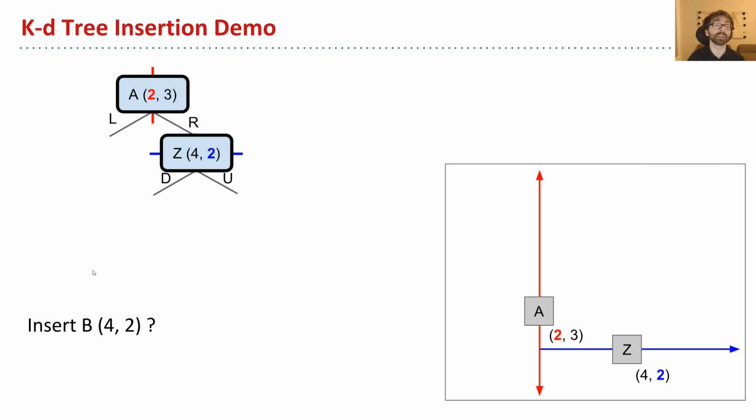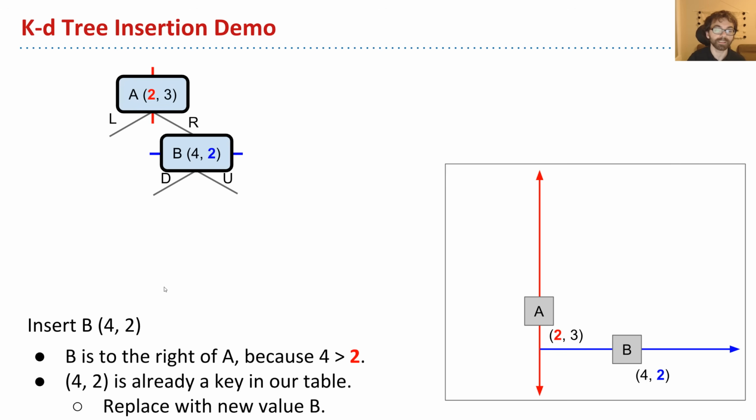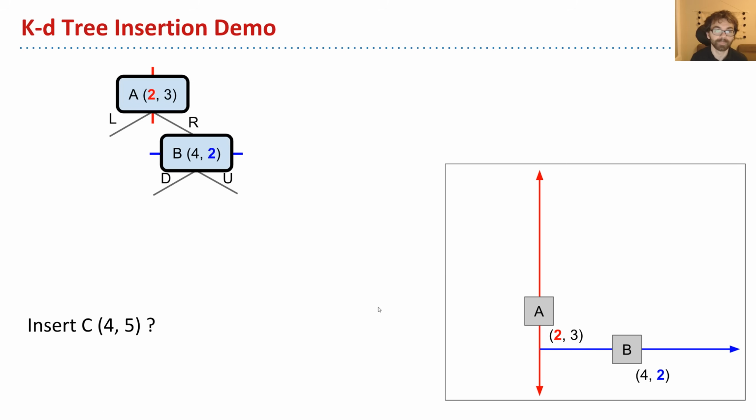All right, now comes along insert 4, 2. So now I'm trying to associate the key 4, 2 with b. And here I'm assuming this is a map. So all that's going to happen is that since 4, 2 is already a key in our KdTree, we're going to replace it with a new value. Okay, so z becomes b. So just a reminder that this is basically just a map.